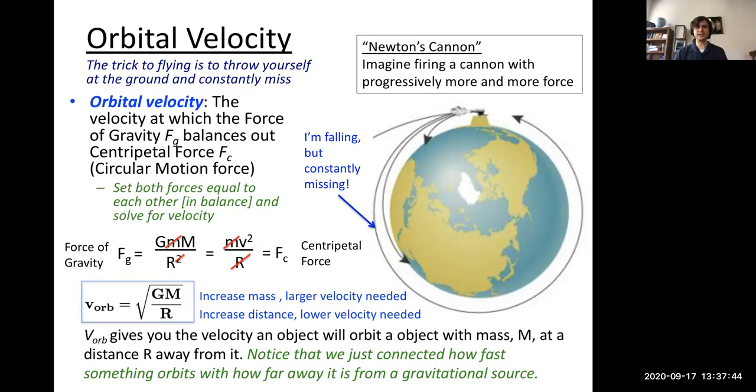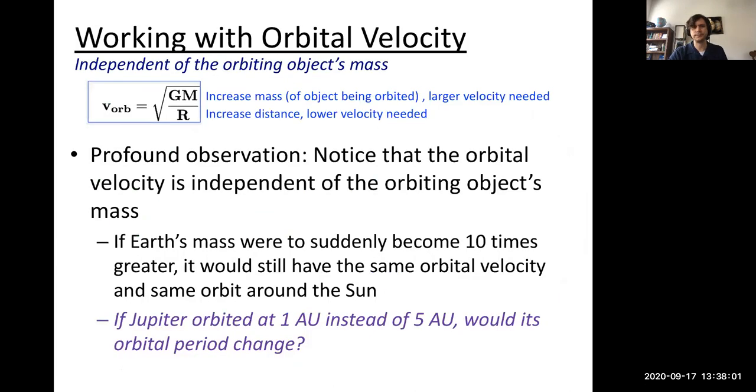Here's the physics. As our distance away from the sun gets larger, the speed at which we orbit becomes slower. So increase the mass, you need a larger orbital velocity. Increase the distance, you need a lower orbital velocity. And here's a profound observation.